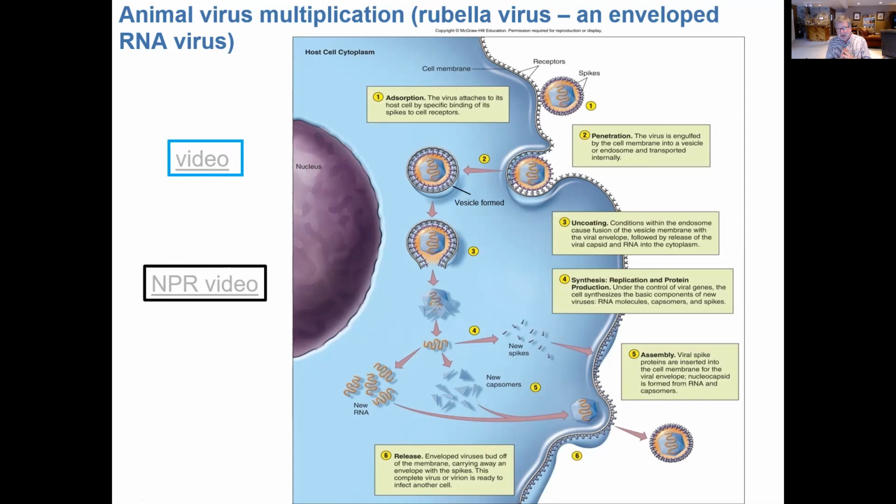This is something you need to know upside down, left to right, right to left. You're going to see questions on this, I promise you. So know viral replication in animal cells. Know what's going on, be able to explain it. It's not hard.